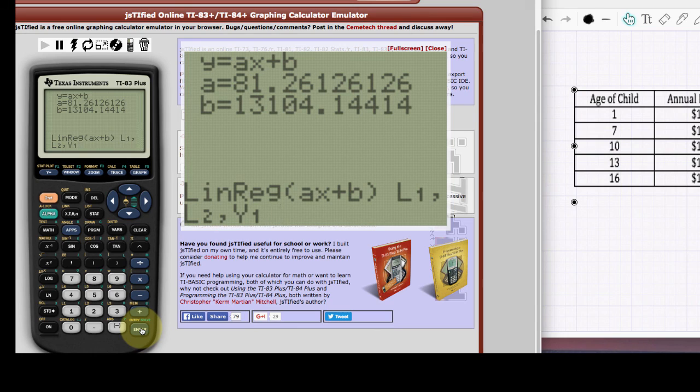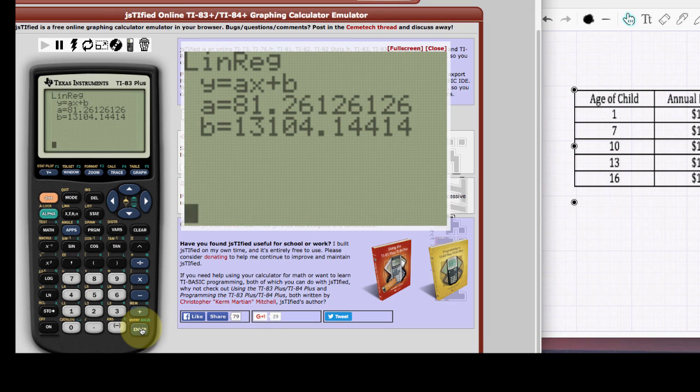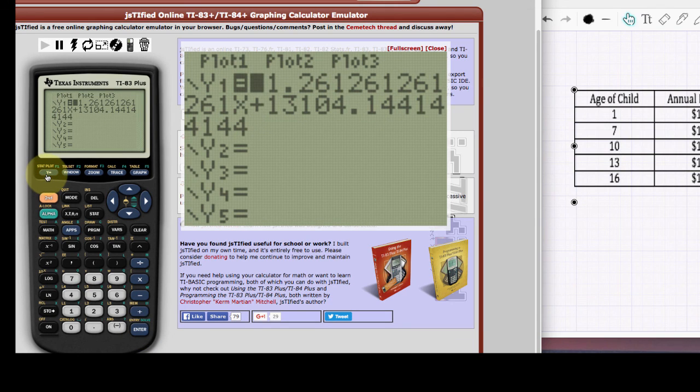Now when I hit enter, it's going to take that data from L1 and L2, create the linear regression using L1 and L2, and then store it in Y1. So it produced the same result, and it's also in the Y editor now, a very, very accurate value that I didn't have to type in all those decimal points. It's stored automatically for me.